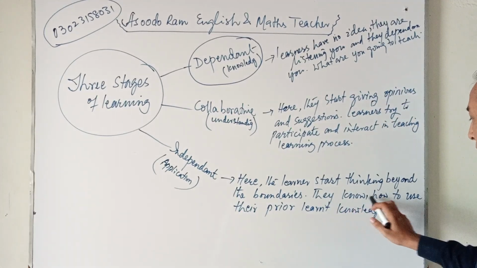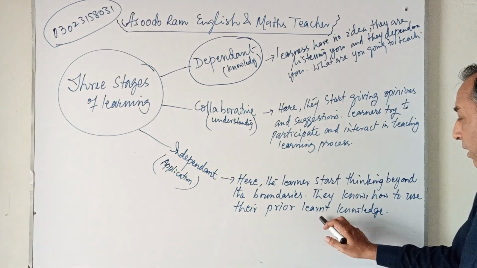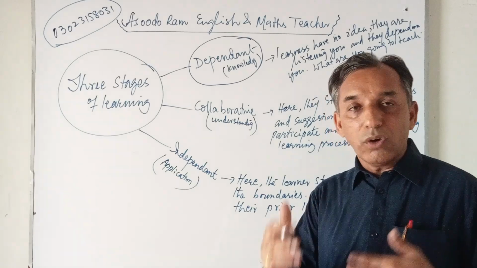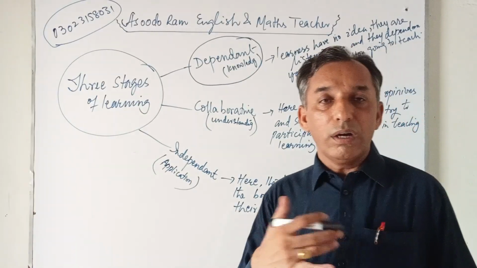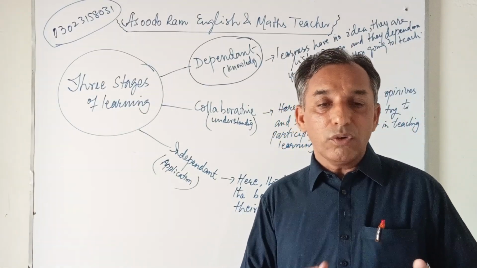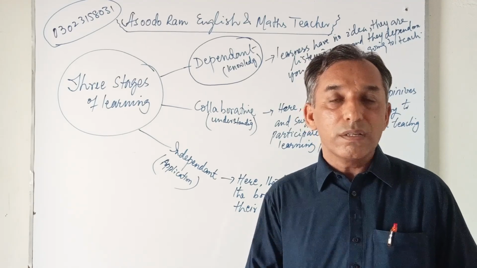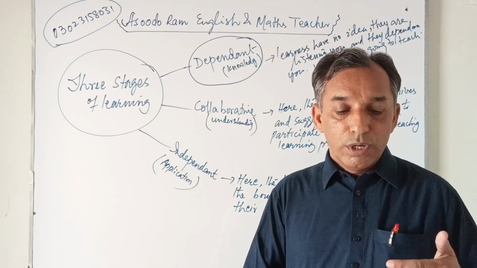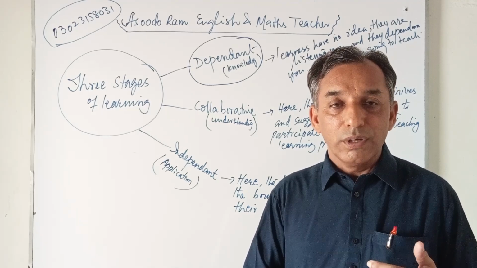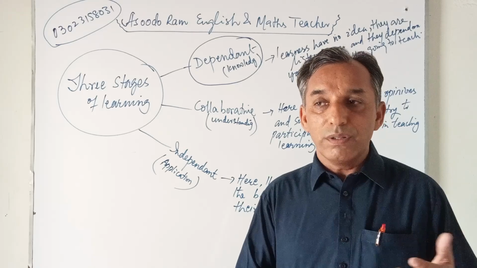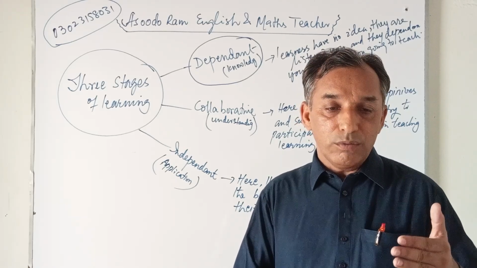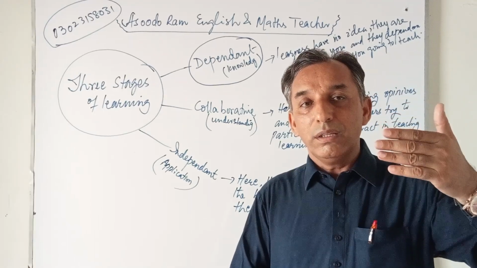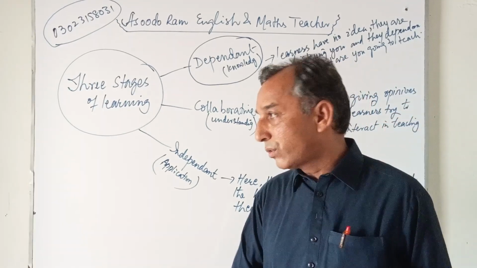So they know how to use their prior learned knowledge. Whatever they have learned previously, they will start using it. They will start applying it. They will start writing, making, and creating something new of their own for us. They will show some extraordinary things. So there are some learners who can think beyond whatever you are teaching, beyond the level they have learned.